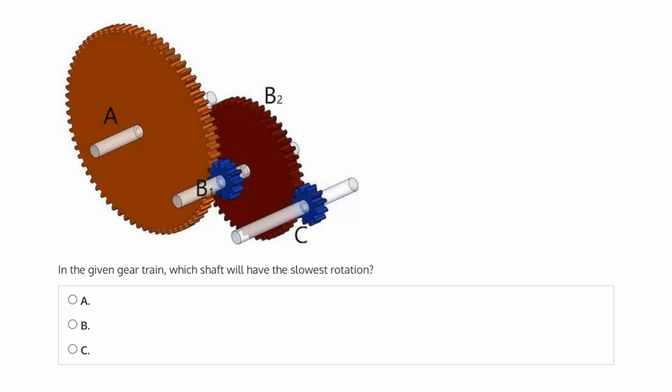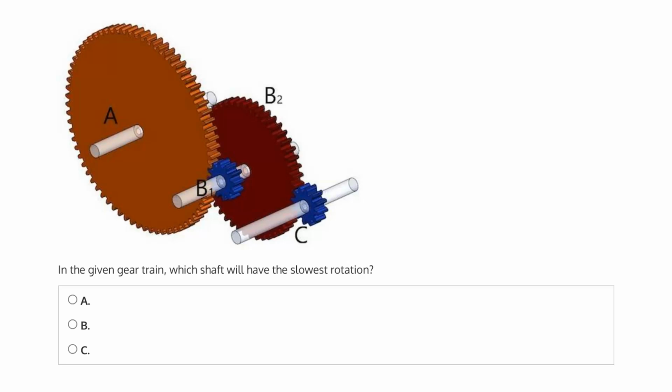This question says, in the given gear train, which shaft will have the slowest rotation? Is it shaft A, where we have this large orange gear A? Is it shaft B, where we have two gears, gear B1, the smaller gear, and gear B2, the larger of the two on shaft B? Or is it shaft C, which has only one small gear, which is identical to gear B1?